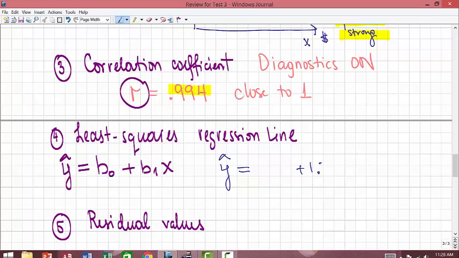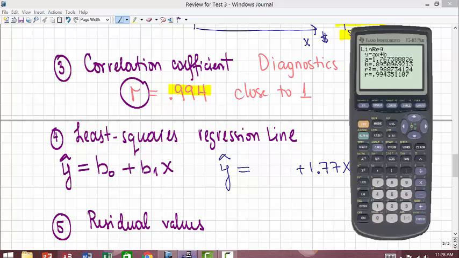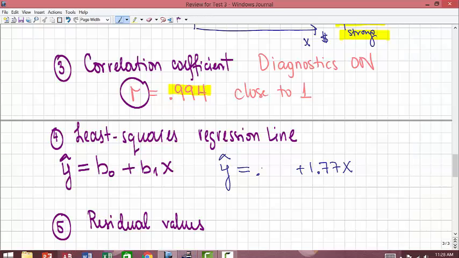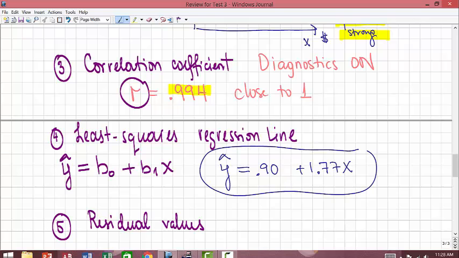So 1.77x and let's call it 895. Let's call it 0.9. Okay, so that is the line that we're going to be using in predicting values. Okay, least squares regression line.